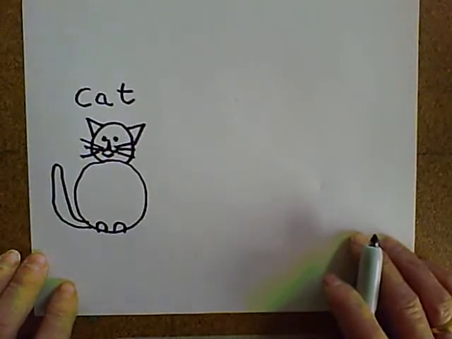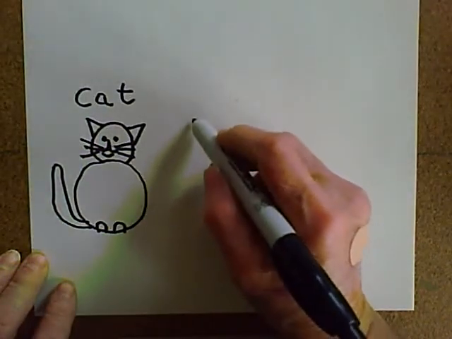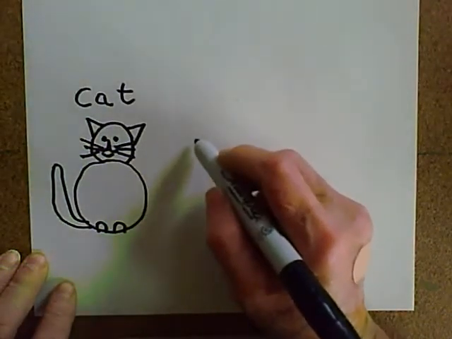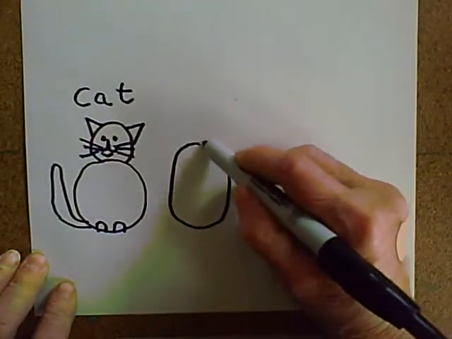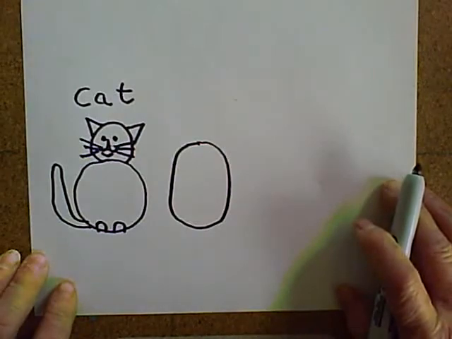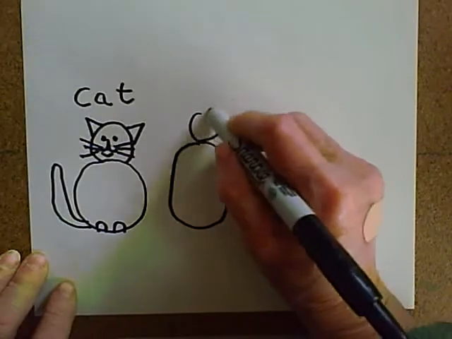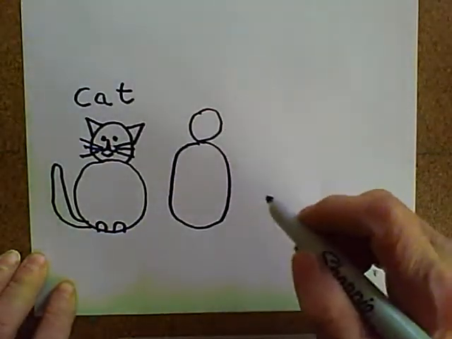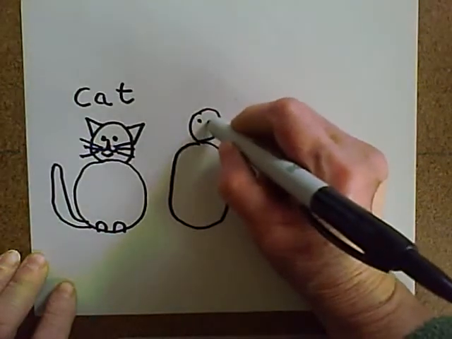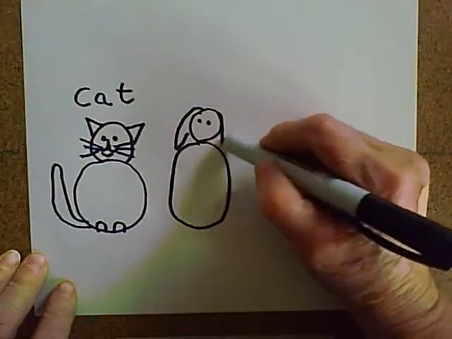Now, what about a dog? Cat needs a friend. So we're going to do a dog. Dog is a little bit different shaped, but for the dog we're going to make kind of an oblong body. Oblong. And we're going to put a circle on the top. It's kind of a small circle, but anyway, doggy needs two eyes and some floppy ears.